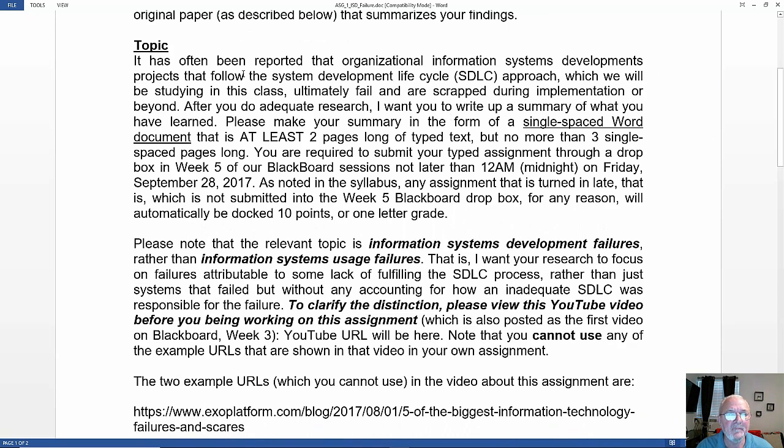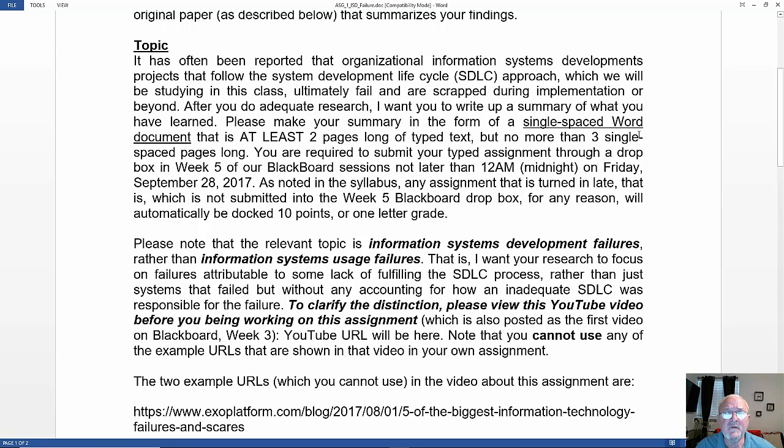Here is the topic. It's often been reported that organizational information systems development projects that follow the System Development Lifecycle, SDLC approach, which we will be studying throughout this course, ultimately fail and are scrapped during implementation or beyond. In fact, many, if not most, large-scale information systems development projects fail. After you do adequate research, I want you to write up a summary of what you have learned.